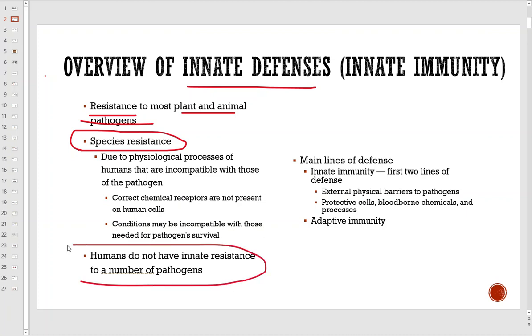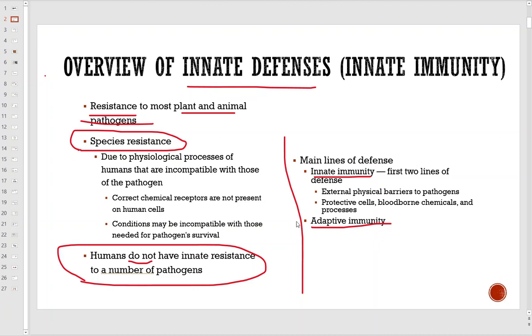However, we do not have innate resistance to a lot of different pathogens insofar as this species resistance. Okay, as far as our immune system, our main line of defense, we have the innate immunity, which we're going to talk about in this PowerPoint. And we also have adaptive immunity, which we'll talk about in chapter 18.